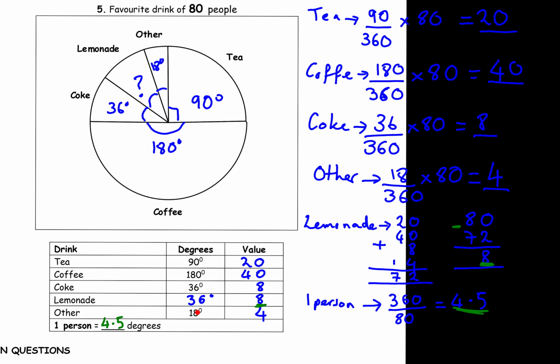Same principles there. All of these have to add up to 360. Added them all up, and then to get this value I had to take it away from 360. And then for how many degrees is one person worth, we know that the 360 is our circle, angles in a circle, and we want to divide that into 80 people. So 360 divided by 80 is 4.5, and there's my 4.5. And remember, to test that you've got the right answer, all you do is times the value by 4.5, and it should give you the degrees. If you check that, it's correct.